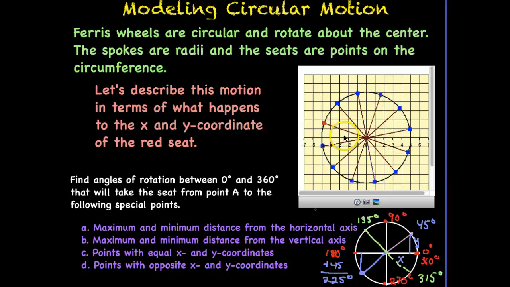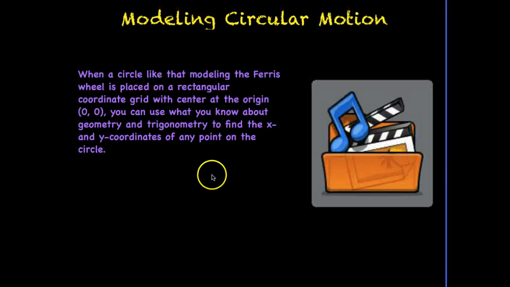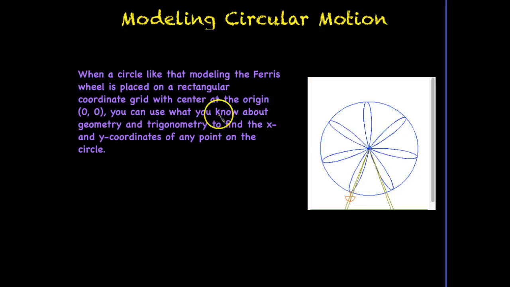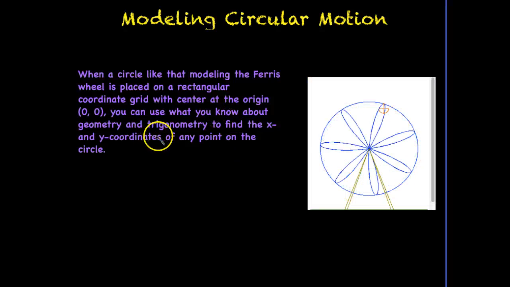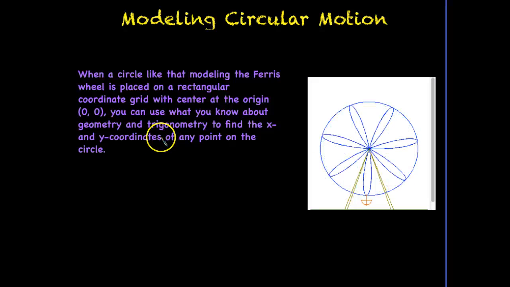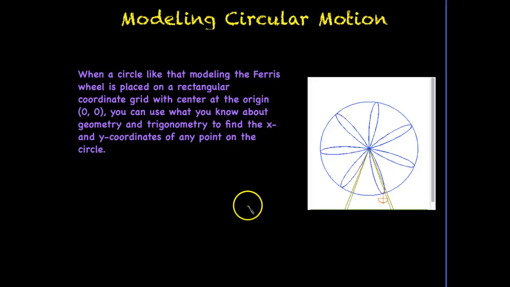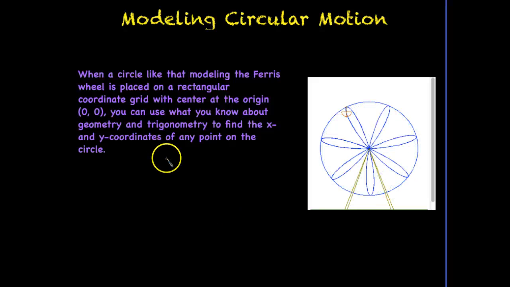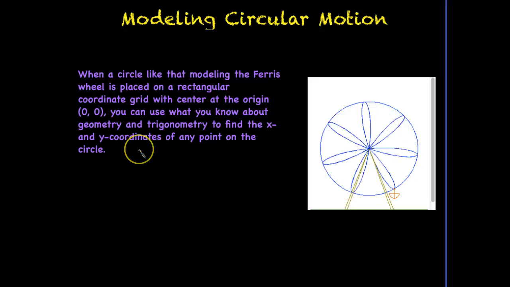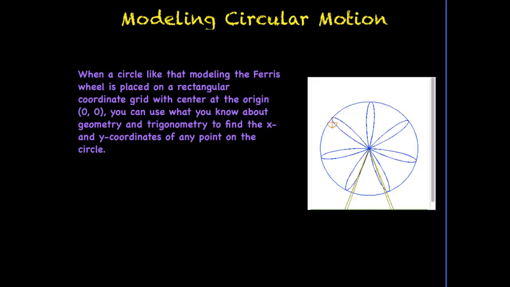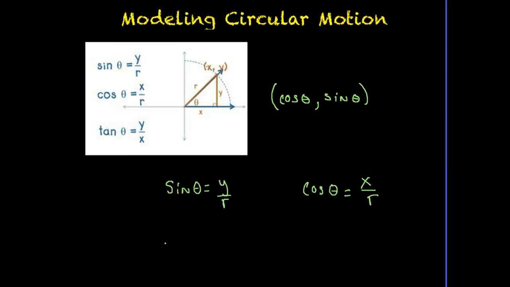And that's one way to think about where this red seat is in location to our coordinate plane. When a circle like that we just looked at, modeling the Ferris wheel, is placed on a rectangular coordinate grid with the center at the origin, (0, 0), we can use what we know about the geometry and trigonometry functions to find the x and y coordinates of any point on a circle. And that's what we're going to look at right now.